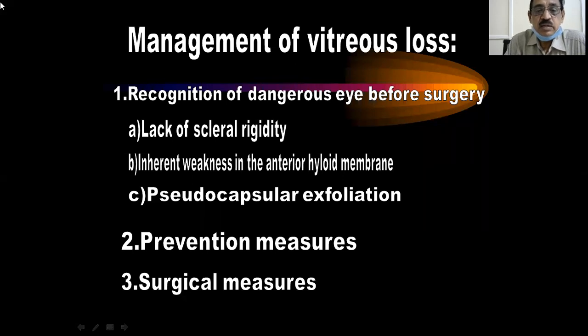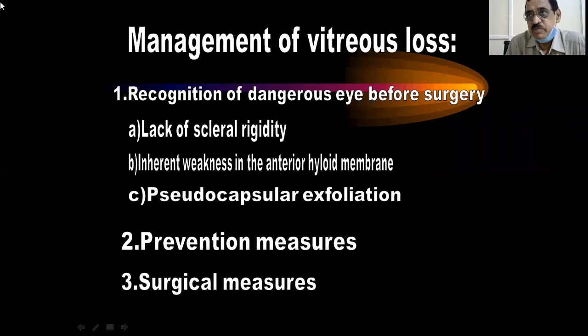So the lack of scleral rigidity, as I have mentioned, and inherent weakness in the anti-hyaloid membrane of the vitreous are also things which can predispose to vitreous prolapse. Pseudo exfoliation of the pupillary region and also the anterior capsule is another condition where there can be vitreous prolapse, because the pupil will not be dilated and there will be joint adhesions also in these cases. So when we are removing the nucleus, the vitreous can prolapse. And preventive measures are to reduce the aqueous volume and also the vitreous volume prior to the surgery.